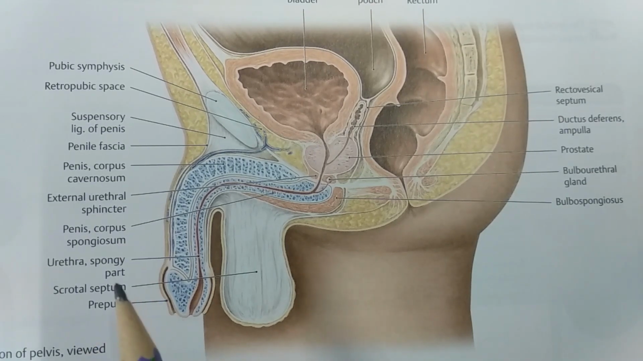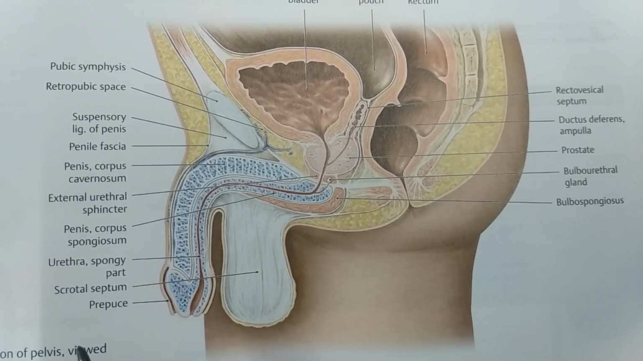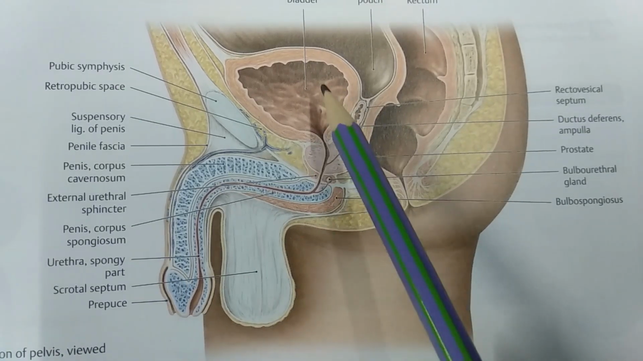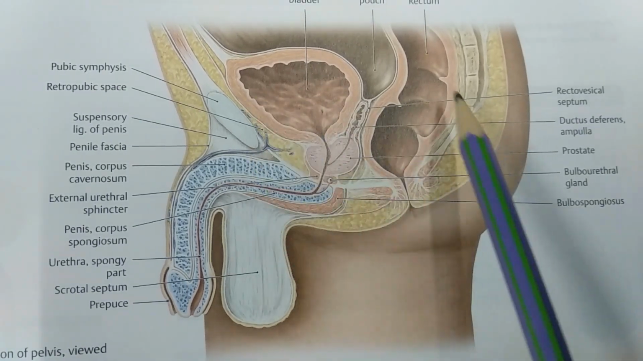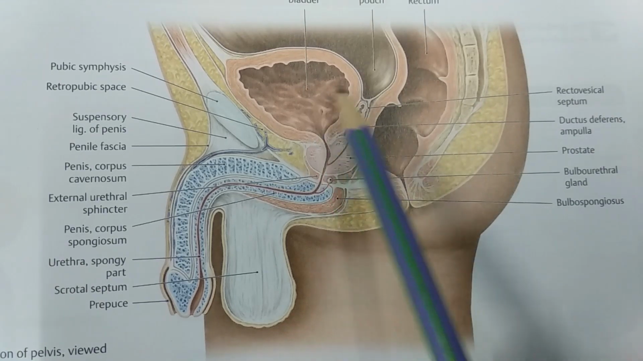As you all know, the urinary bladder is a muscular organ that acts as a reservoir of urine, which is formed in the kidney and taken out via the ureters to the urinary bladder. This mid-sagittal section is showing the urinary bladder and the rectum.